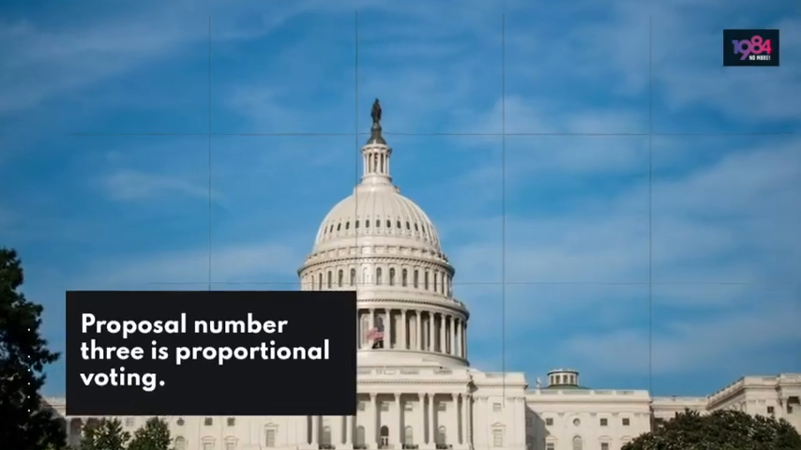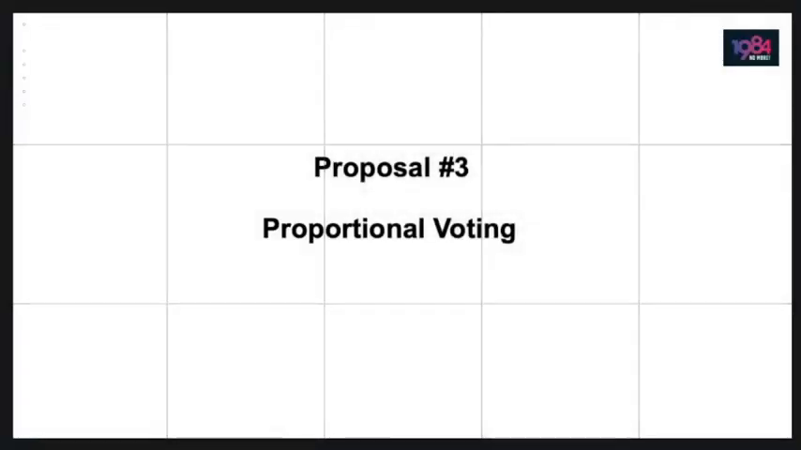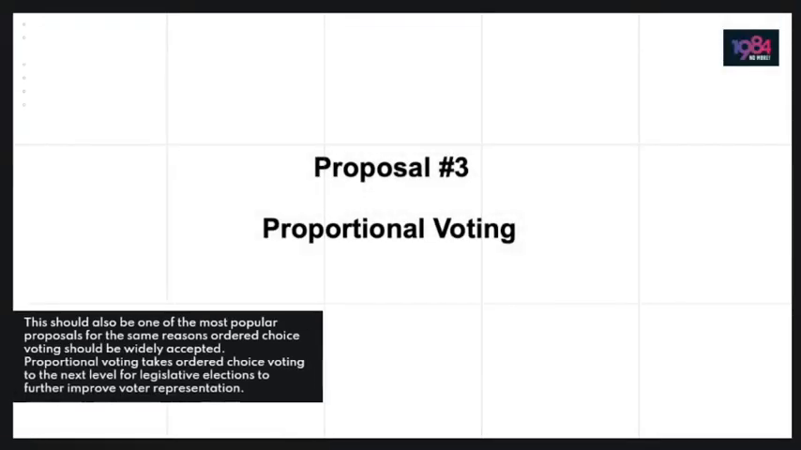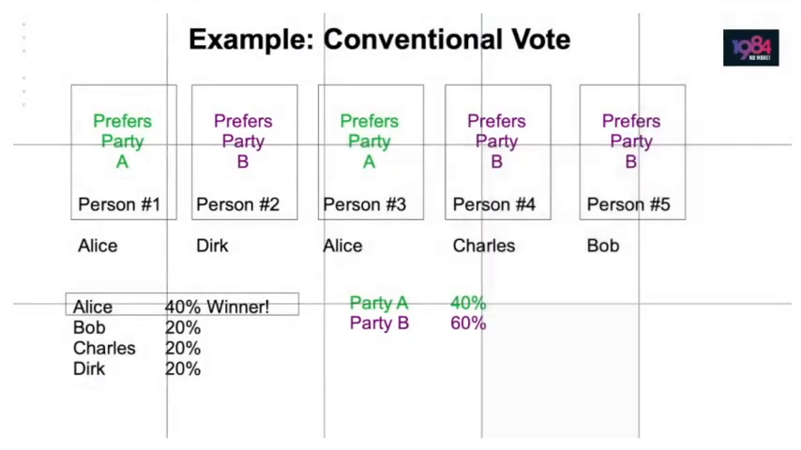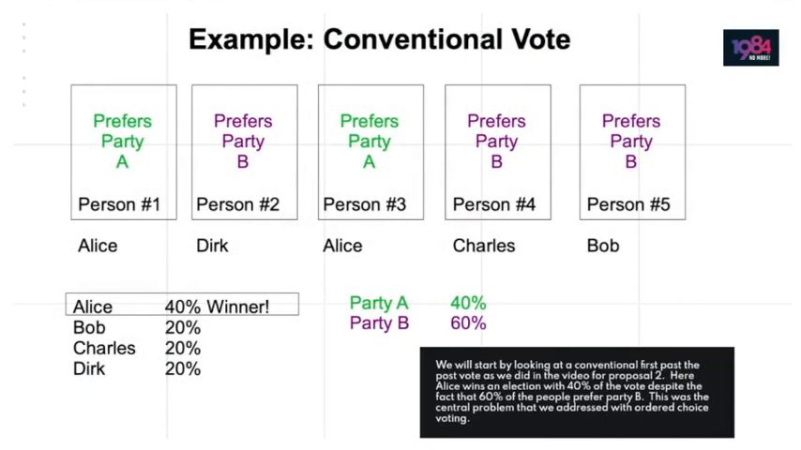Proposal number 3 is proportional voting. This should also be one of the most popular proposals for the same reasons ordered choice voting should be widely accepted. Proportional voting takes ordered choice voting to the next level for legislative elections to further improve voter representation. We will start by looking at a conventional first-past-the-post vote as we did in the video for Proposal 2.